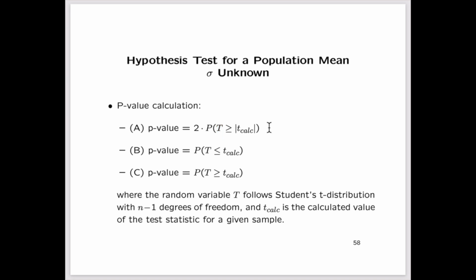So for the two-tailed test, the p-value is 2 times the probability that a t-random variable with n-1 degrees of freedom is greater than or equal to the absolute value of t-calc, our test statistic. If we are performing a left-tailed test, the p-value is equal to the probability that the t-random variable with n-1 degrees of freedom is less than or equal to the observed value of t-calc, without taking the absolute value. And for the right-tailed test, the p-value would be the probability that the t-random variable with n-1 degrees of freedom is greater than or equal to the observed value of t-calc.